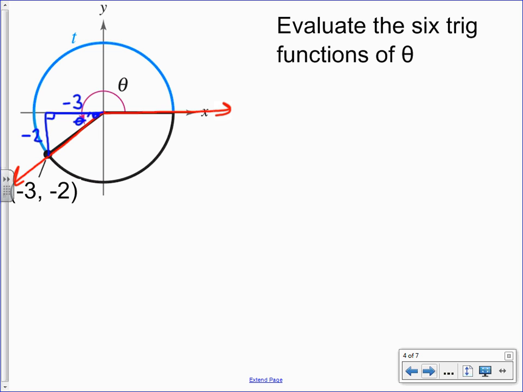Okay. So now what do we need to do with this triangle if we're going to evaluate sine, cosine, tangent, etc.? We need to find the hypotenuse. And how do we find that? Pythagorean theorem. So 2 squared plus 3 squared equals hypotenuse squared. What is our hypotenuse? Square root of 13. Please leave it as the square root of 13. Okay. So now the hard work is over.